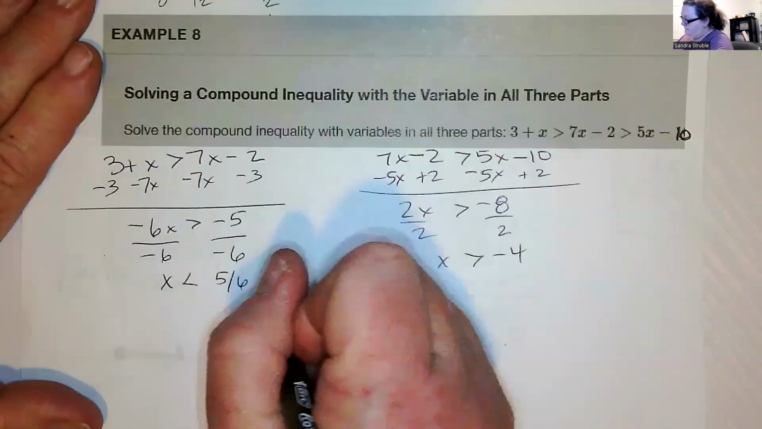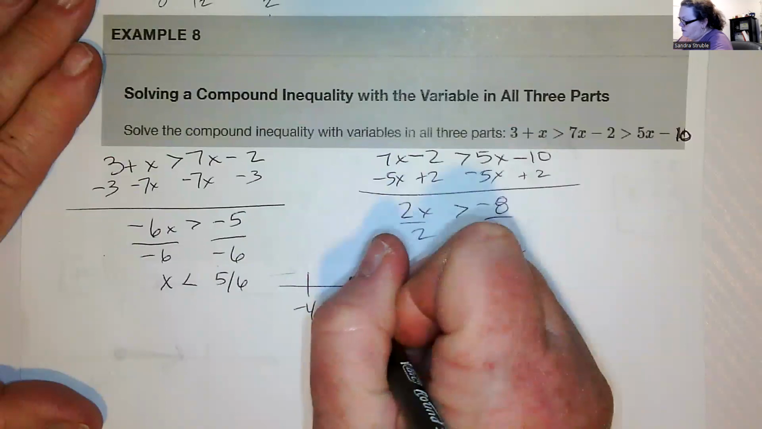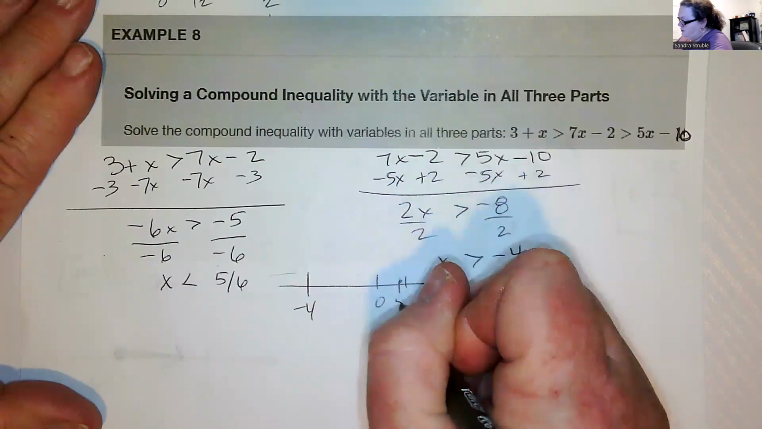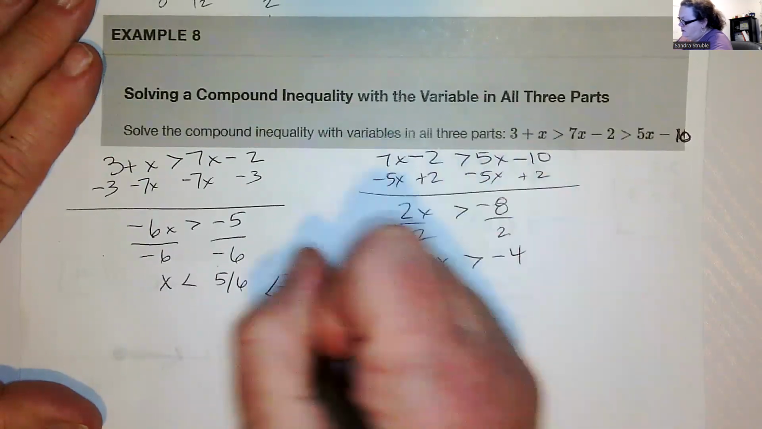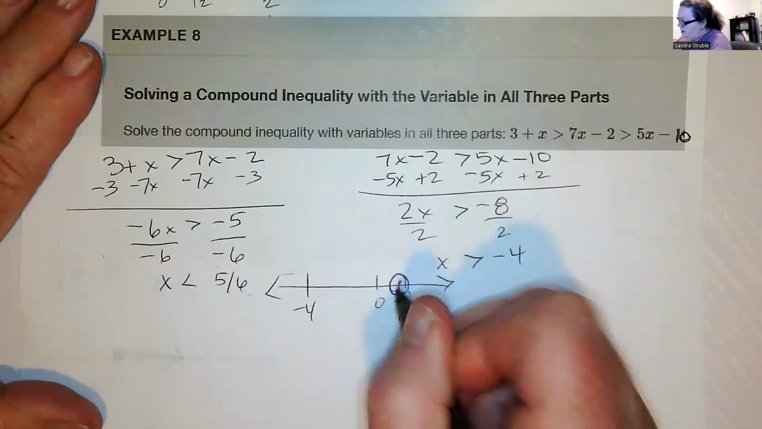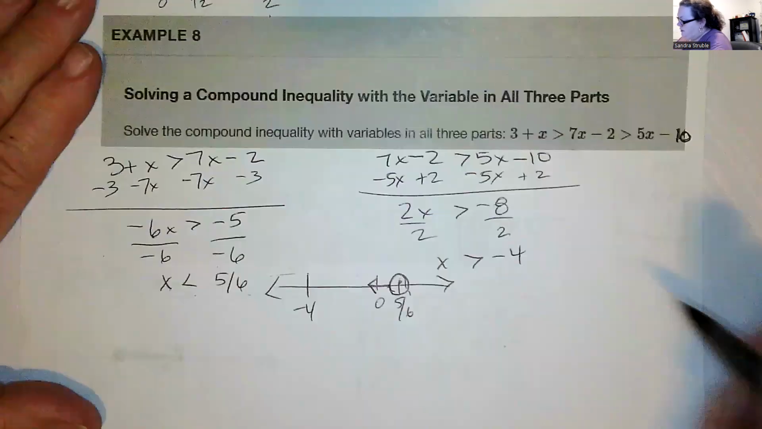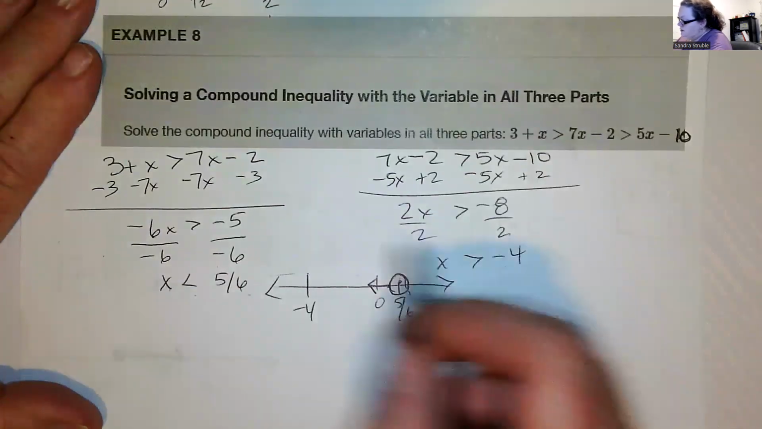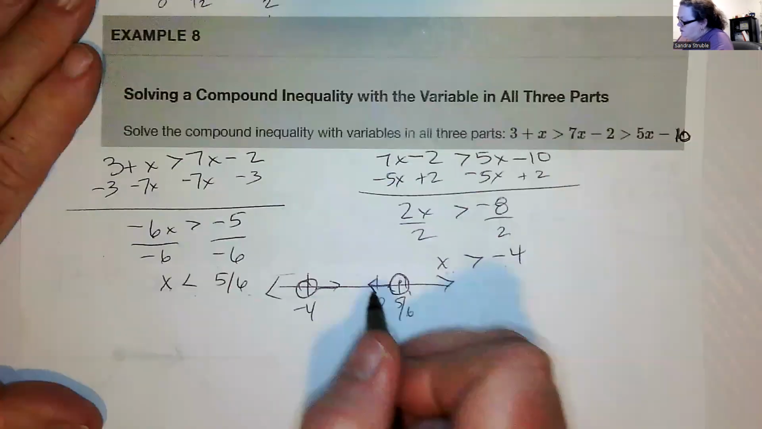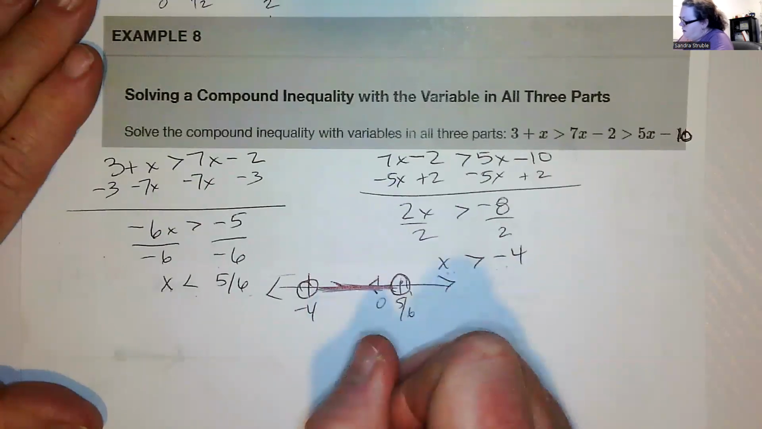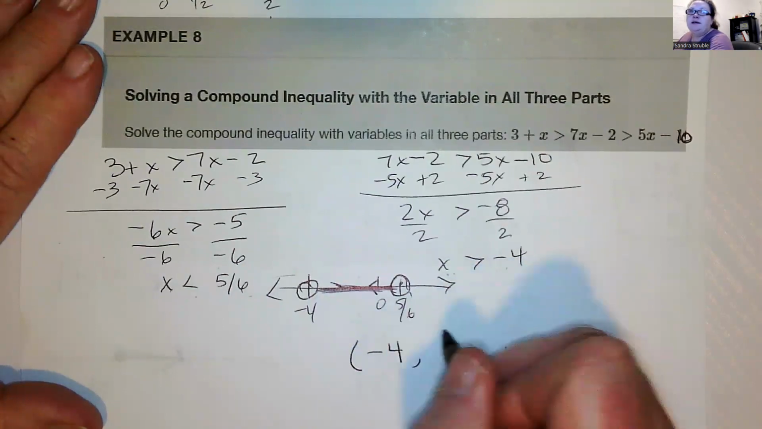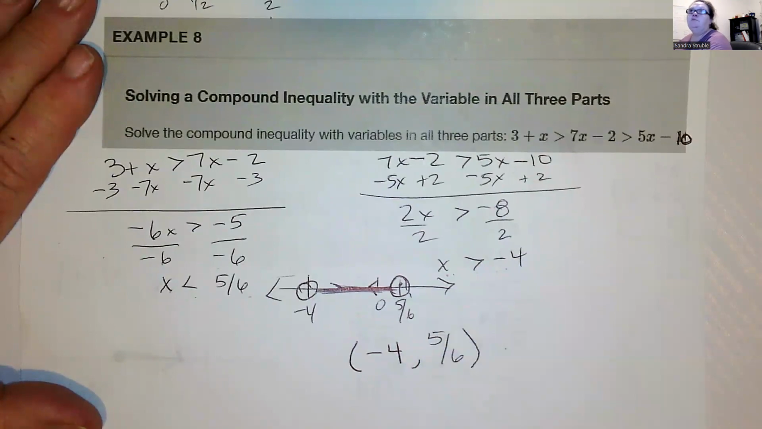All right, what does that look like? Let's put negative 4 here, and 0 and 1. So right there's 5/6. 5/6 does not get a dot, it gets a circle. And x is less than, so it's heading off in this direction. Now at negative 4, it's not included either, and it is heading off to the right because x is greater than. So we've got parenthesis because negative 4 is not included, comma, 5/6, another parenthesis because it is not included.